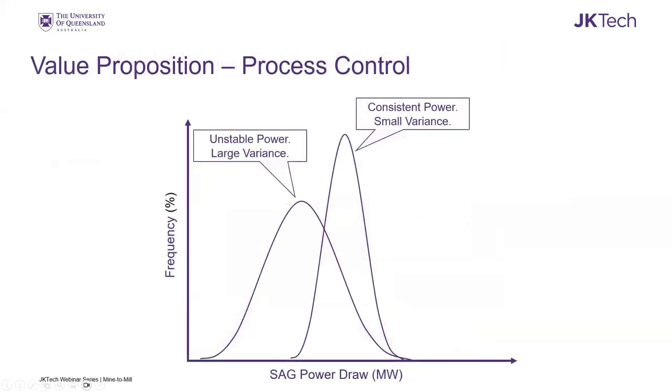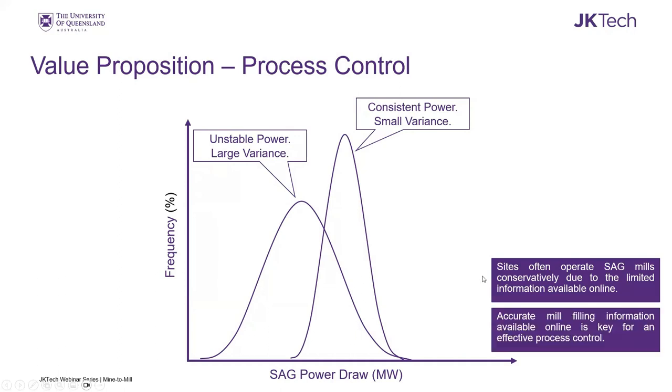So the value proposition is process control. We really want to take the most out of the SAG mill, since the SAG mill is probably one of the most capital intensive pieces of equipment in our circuit. So we want to go from unstable power with large variance to consistent power and small variance, maximizing the SAG mill power utilization. Sites often operate SAG mills very conservatively due to the limited information available online. Accurate mill filling information online will be key for operators to take the most out of the SAG mill.